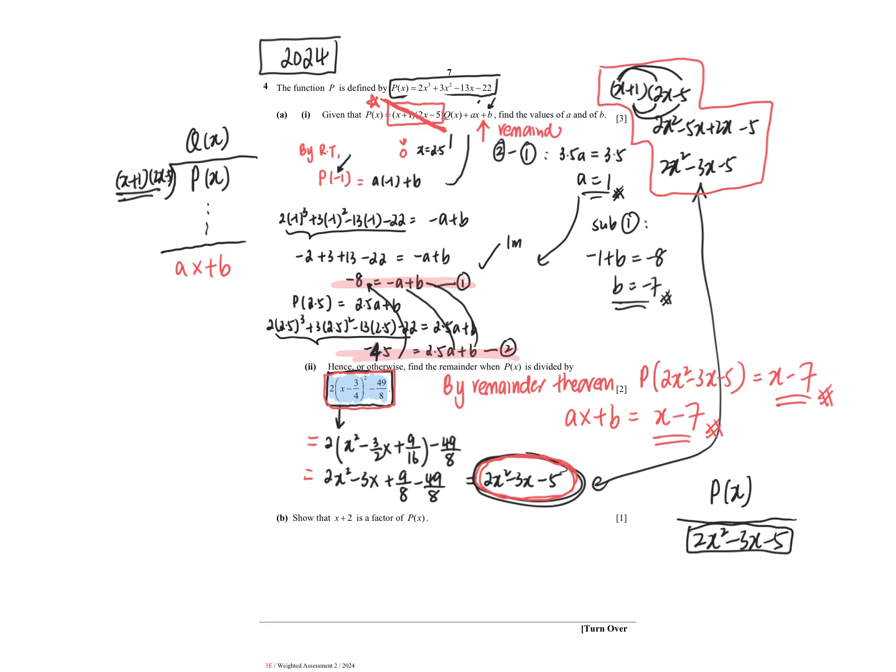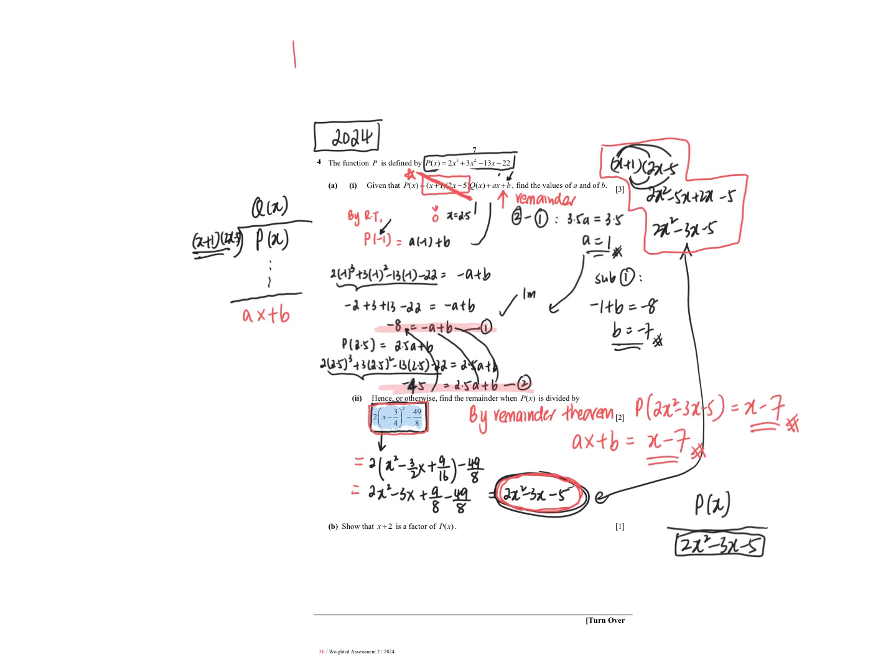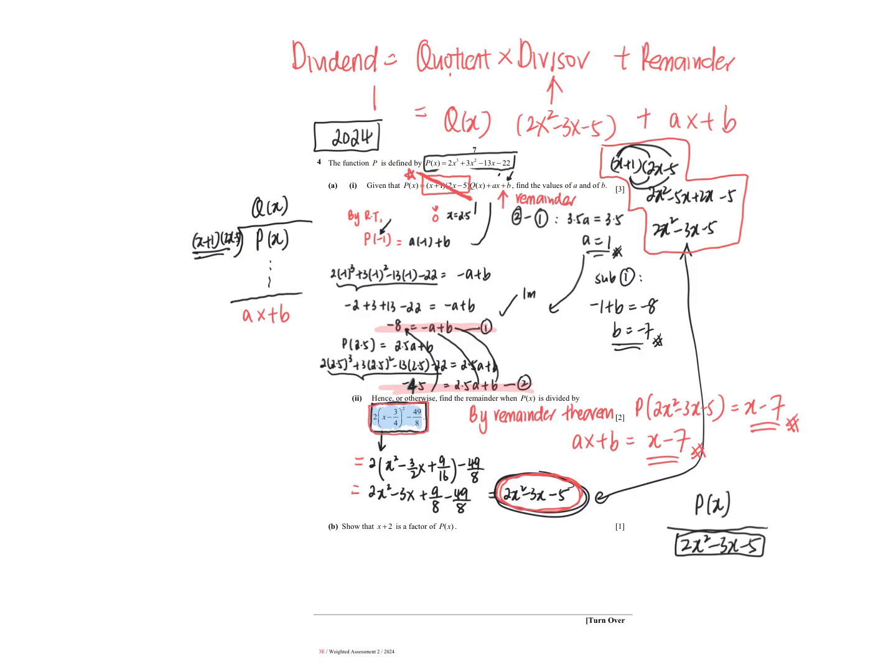Because if you can still remember, how do we get the dividend? Dividend is quotient times divisor plus remainder. So our divisor here now is this quadratic expression. Our quotient is the q of x. And then the remainder is my ax plus b. So this is my dividend p of x. So when I divide by my divisor, I will get my remainder directly. So if you know this, actually you can straight away give me this as your answer.